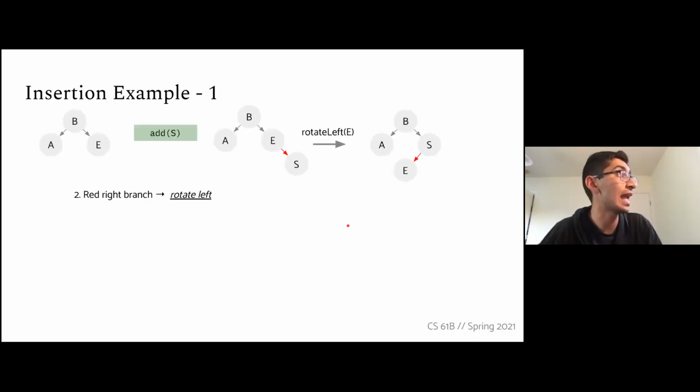Let's say we have this tree ABE and we try inserting S. So we'll see that S you always add with a red link. That's just a rule. Always add with a red link. And because you're not allowed to have a right red edge, you rotate left.